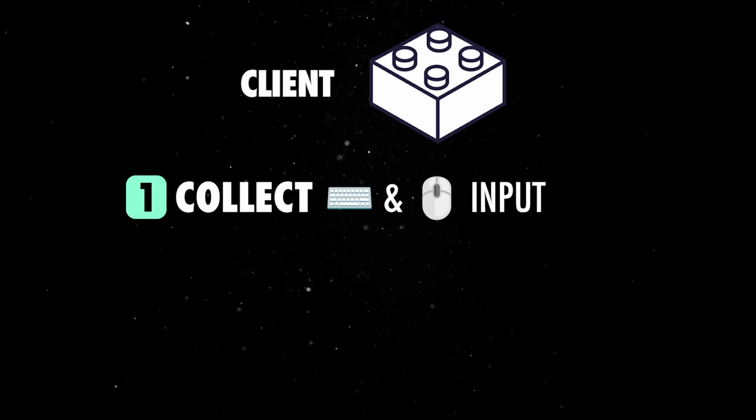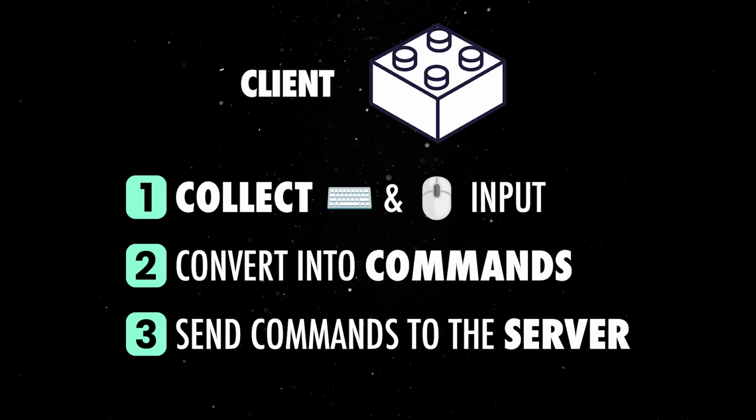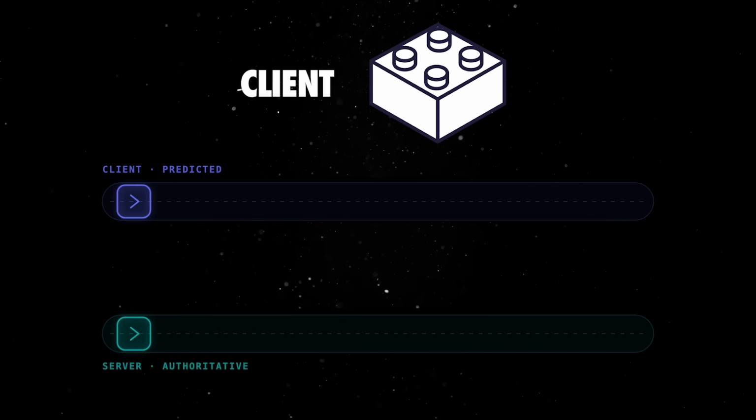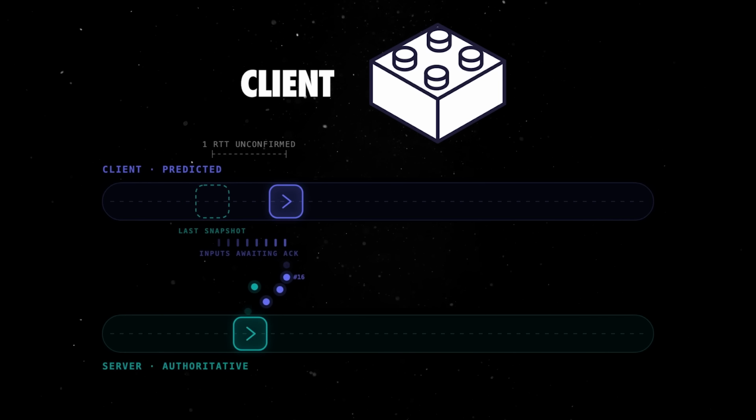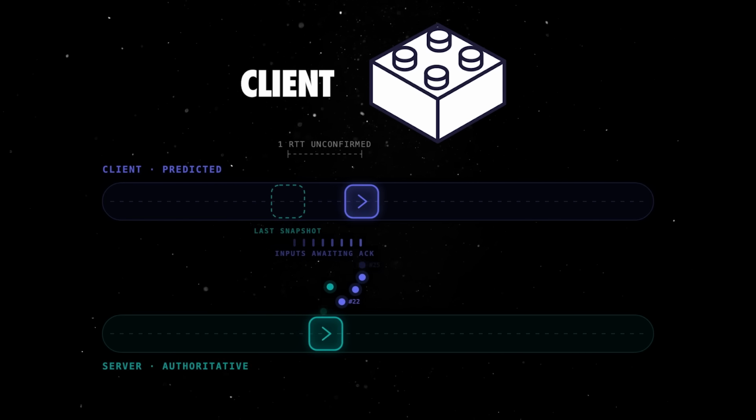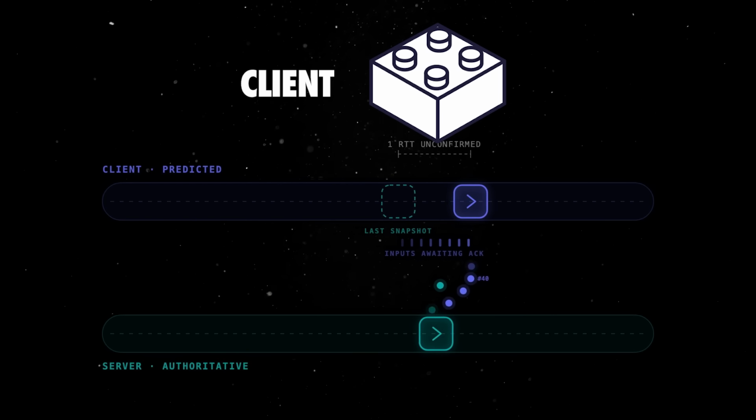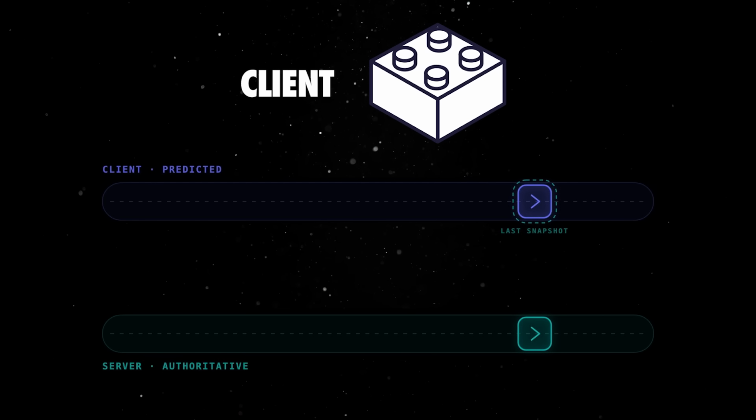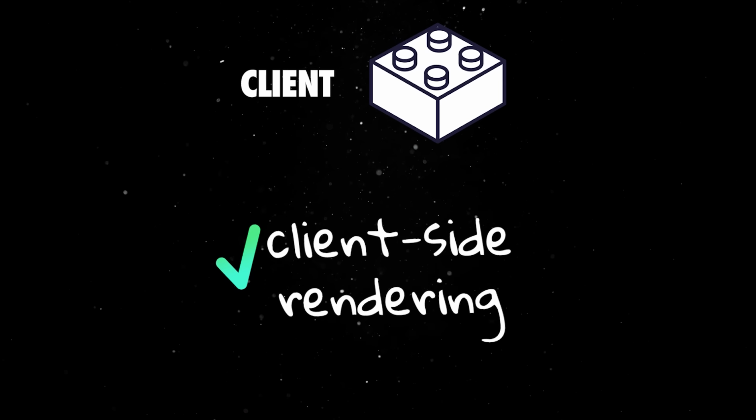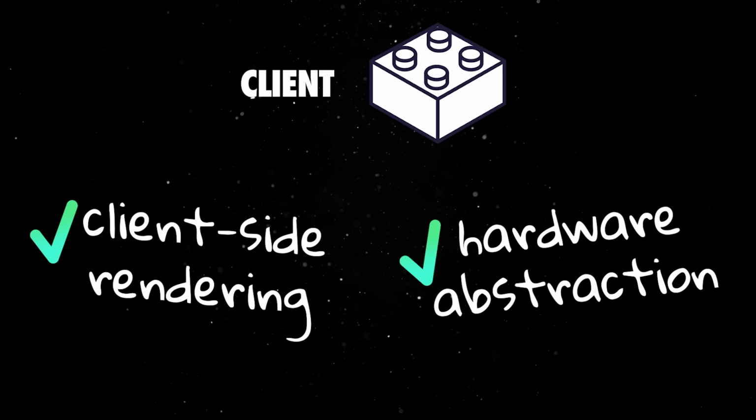It collected keyboard and mouse input, converted that input into commands, sent those commands to the server, and used client-side prediction to estimate the player's movement while the next authoritative snapshot traveled across the network. Once a snapshot arrived, the client reconciled its predicted state with the version produced by the server. This allowed the controls to feel immediate even when the connection introduced noticeable latency. Rendering sat inside the client side of the engine, although the game logic itself never accessed the graphics hardware directly.